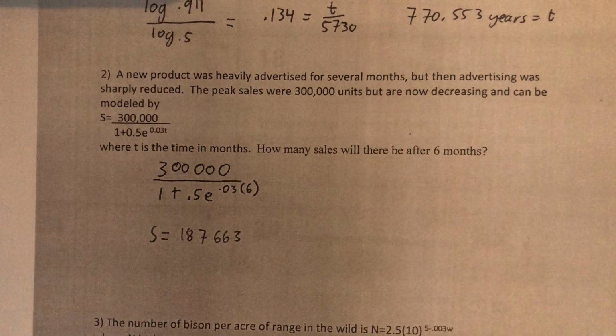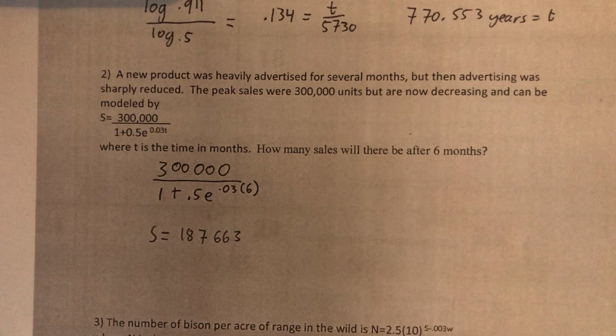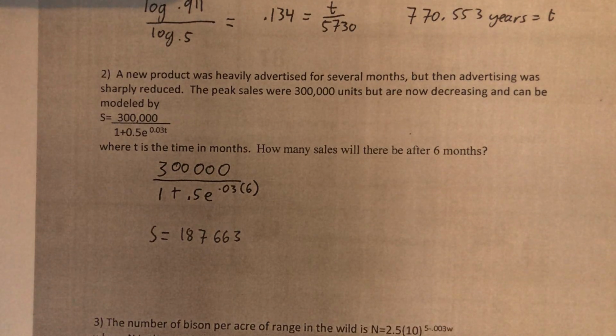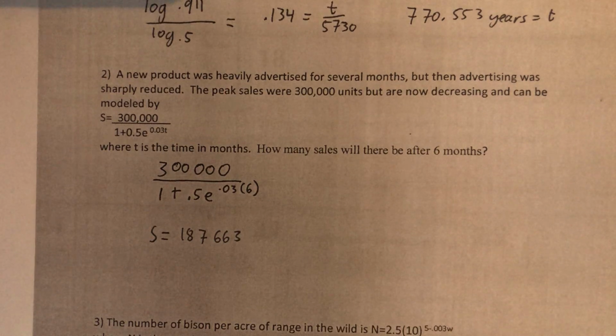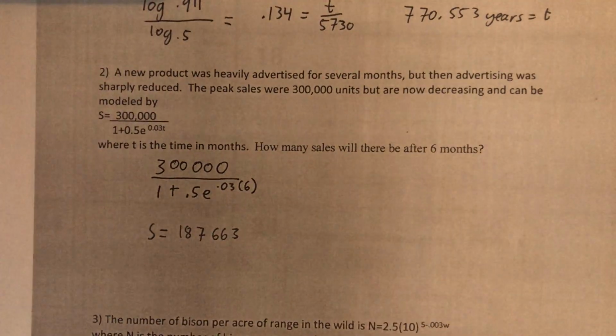So we know what time is. T is 6. Everything else we can just plug in the calculator. Do not forget to put parentheses around the denominator. So parentheses before the 1 and then after the 6. And after 6 months, there's going to be 187,663 sales. Just a straightforward plug it in and done.